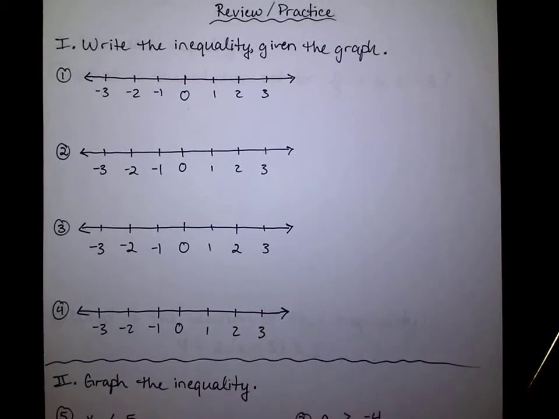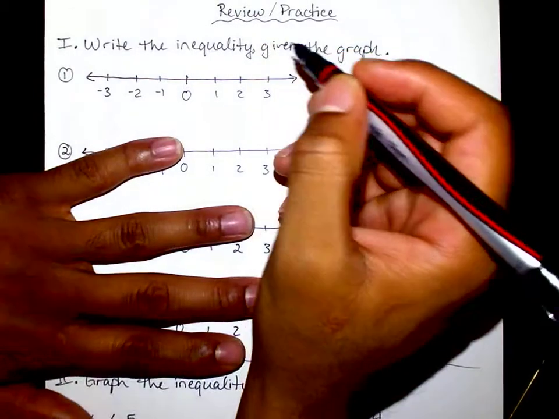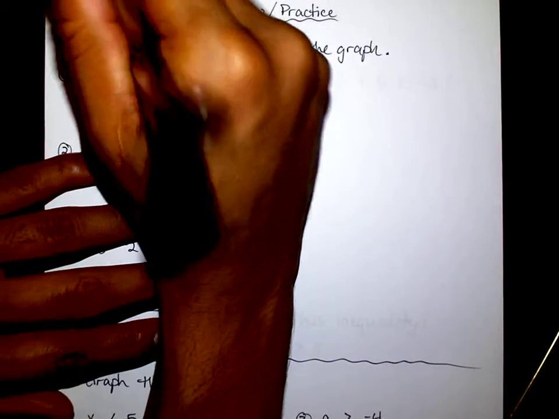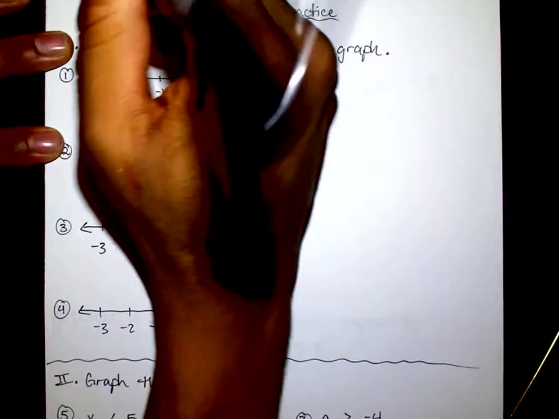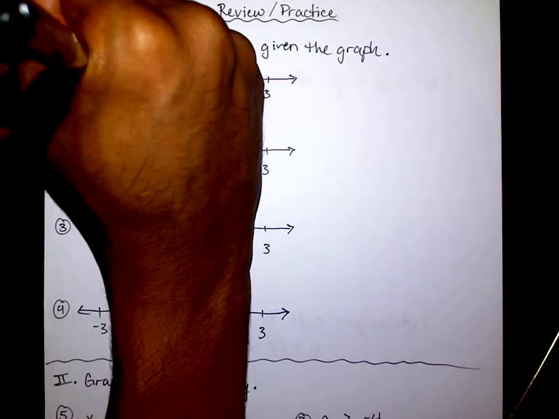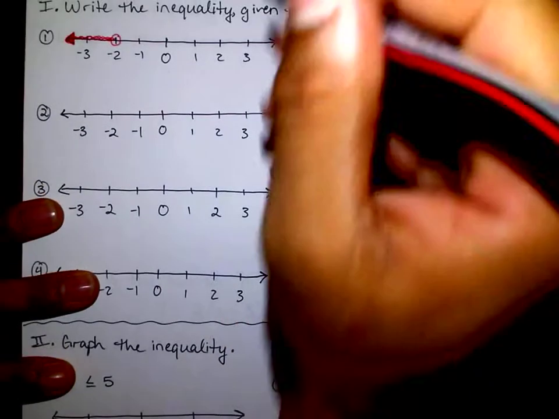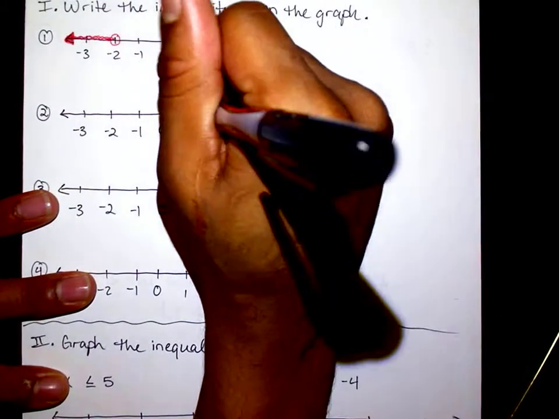This here says write the inequality given the graph. Well, the graphs aren't necessarily complete here, so let's go ahead and complete them. And I apologize about that. These should have been completed. We're making some mistakes. Let's take a look here. Let's make this one open, going this way. Let's come down here. Let's do this one.